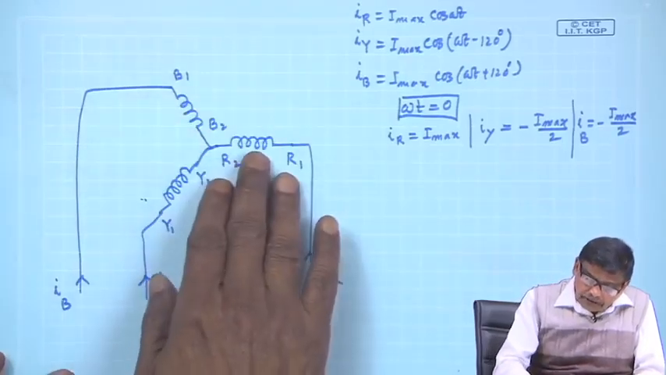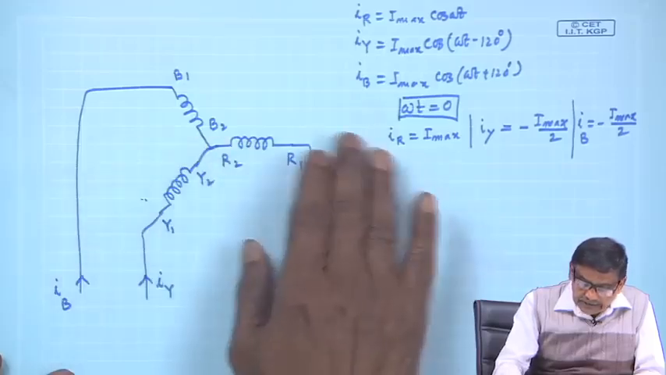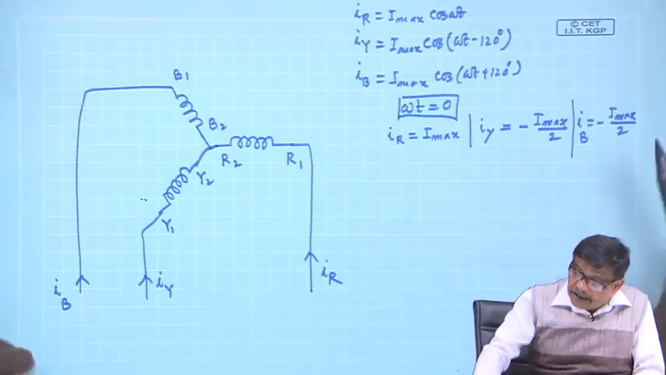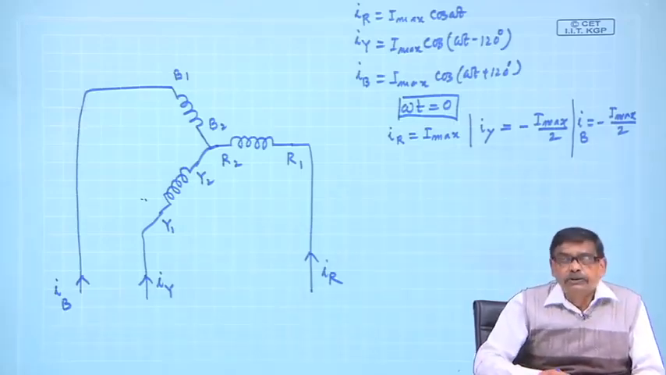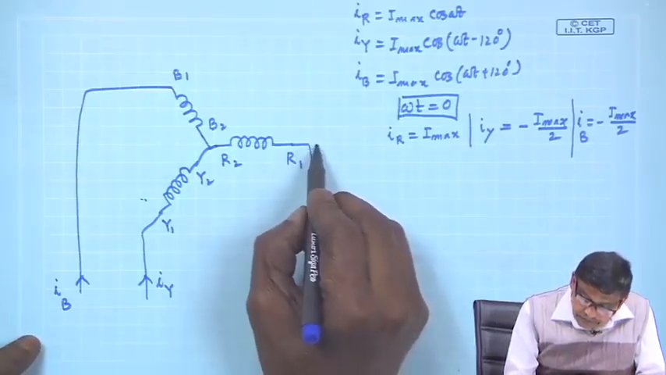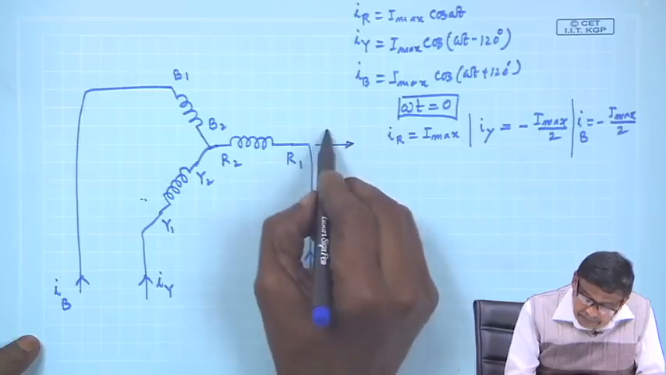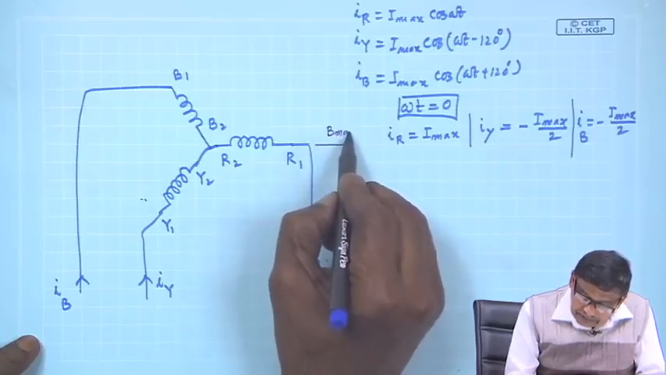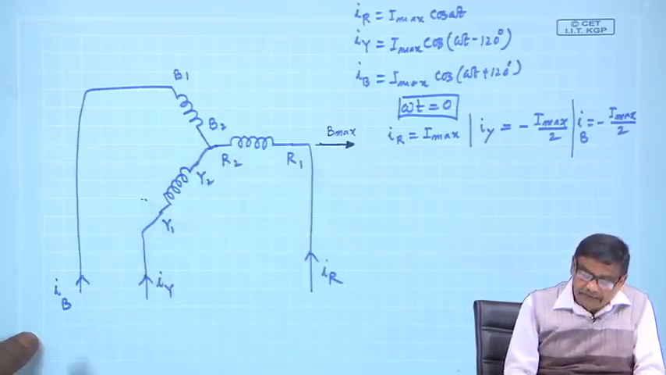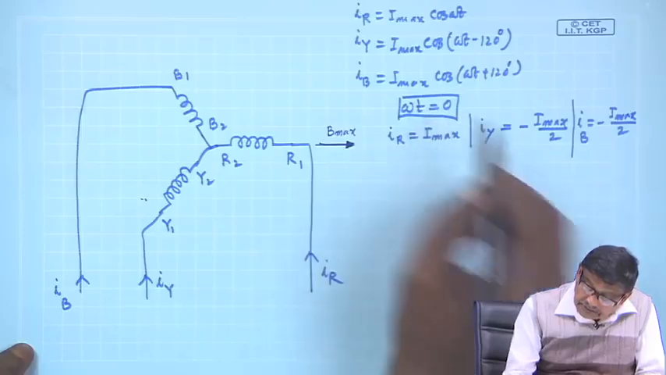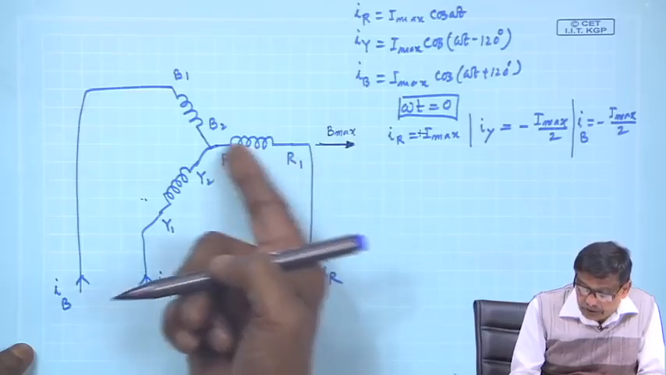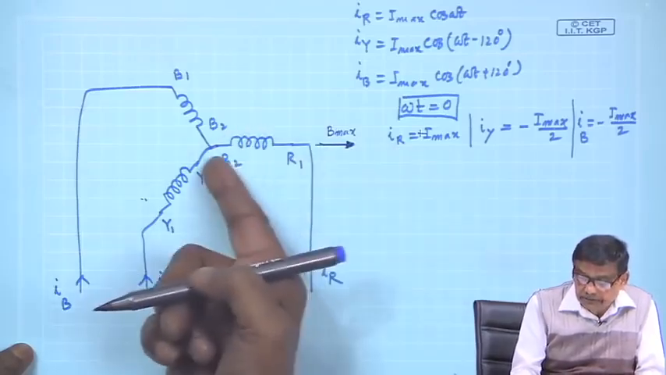R phase will always produce field along its axis, Y phase this way, B phase this way. Since I r is I max, and I told you for maximum current the field produced here is B max. So, R phase will produce a maximum field there, and I r is a positive number, it is really entering, and if current enters through R1, field is away, that is what I have assumed. So, it is like this.